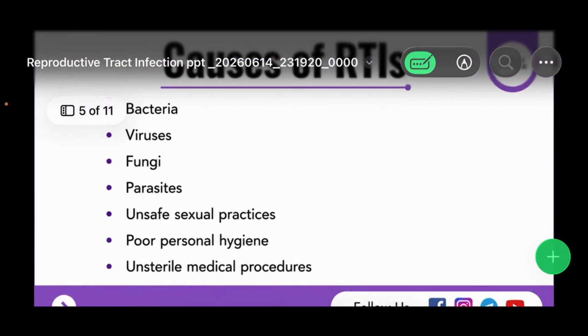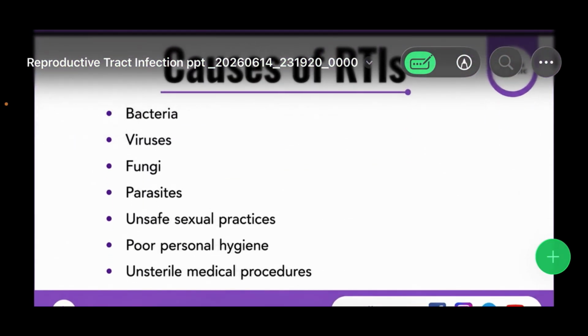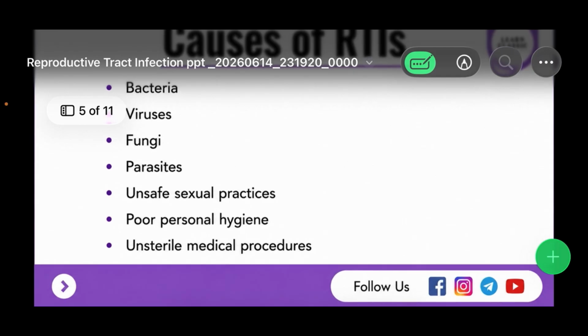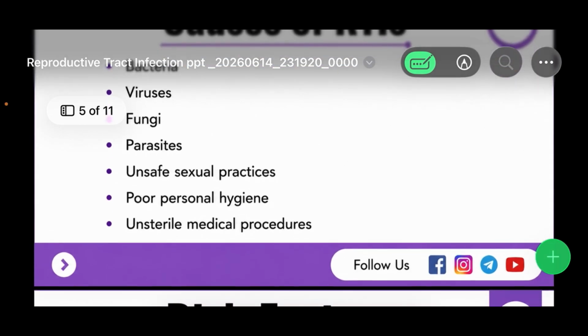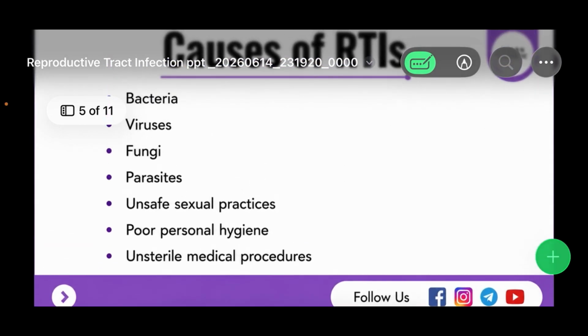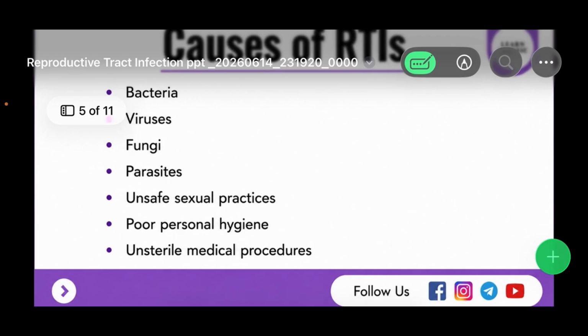Coming to the causes of RTIs, that is bacteria, viruses, fungi, parasites, unsafe sexual practices, poor personal hygiene and unsterile medical procedures. So these are some common causes of RTIs.